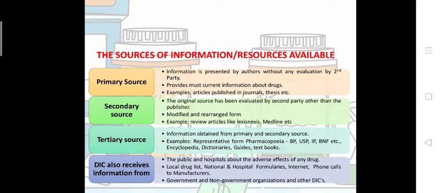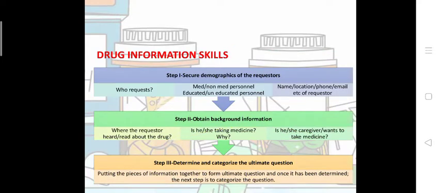So this is how the source of information is available for any practicing practitioner, but we go straight away to the DIC, who give us information and updated information, which creates easiness and decreases our complexity regarding that drug. Okay, then drug information skill.